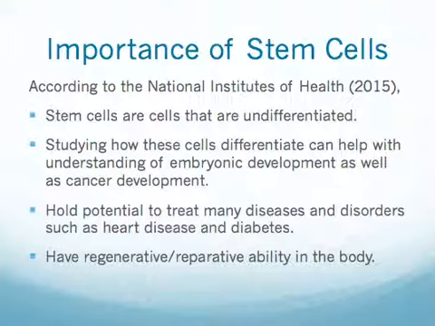So we're going to start next with the importance of stem cells. Now, according to the National Institutes of Health 2015, stem cells are cells that are undifferentiated. This means they have the potential to develop into multiple cell types. What's unique about them is when a stem cell divides into two daughter cells, each daughter cell can choose to either remain a stem cell or they can begin the process of differentiating into specialized cell types.